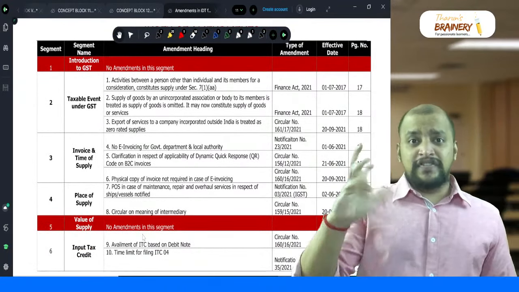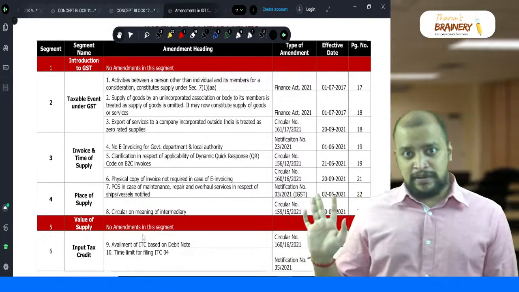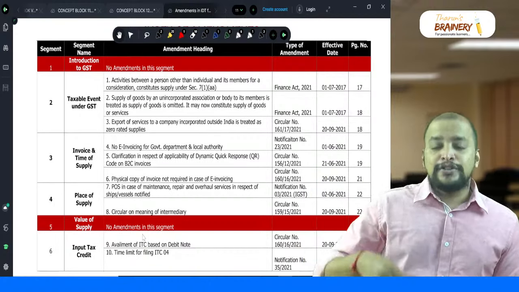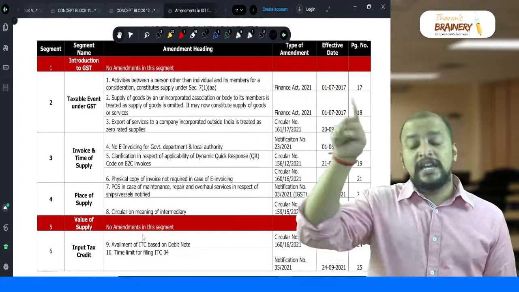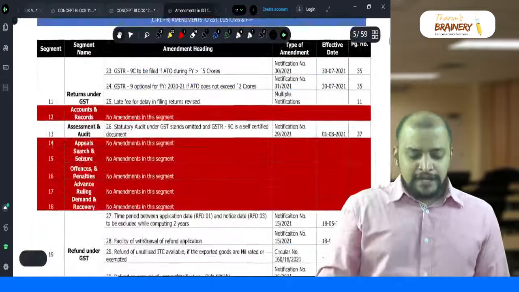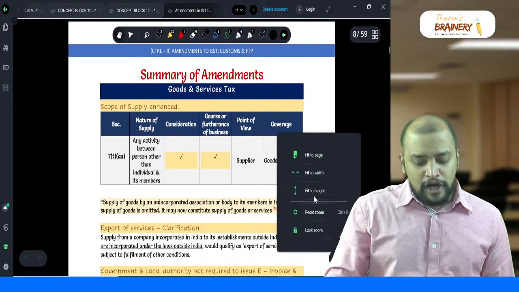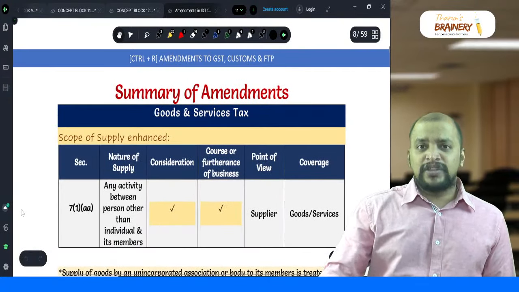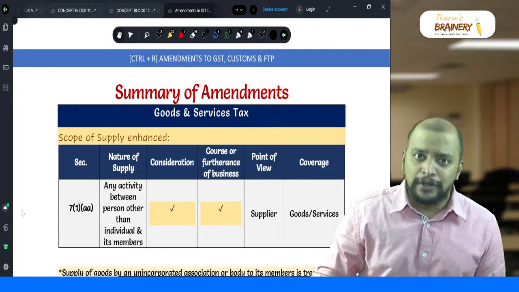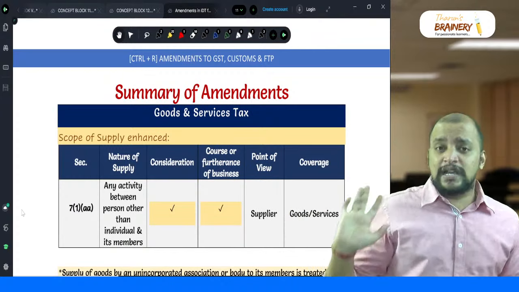In that, the first 3 pages is the index of the amendments, total 46 amendments, and along with the page numbers I have given there, so you can refer to each and every amendment on the respective page number. Okay, now what we are going to see is the summary of all amendments from this moment onwards, in this video.